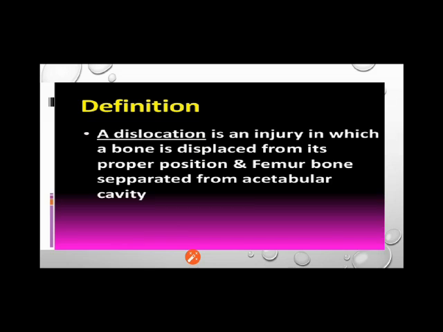In hip dislocation, the femoral head will lose contact with the acetabular cavity. Here the contact between the femur and the acetabulum is completely separated. This is a complete dislocation, we can say. These are the terms we can remember.